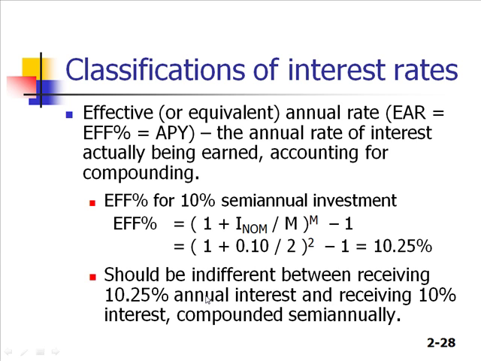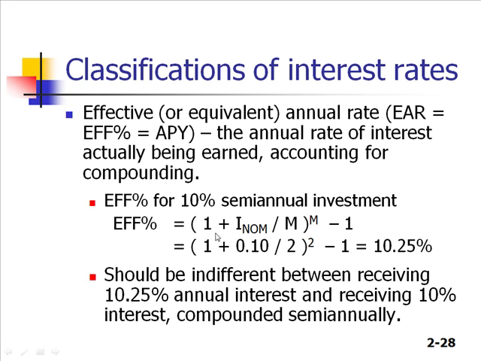There's also something called the effective annual rate, which is abbreviated EAR sometimes. Sometimes you'll also see EFF percentage. Think of that as the effective percentage you're earning. Sometimes you'll see APY for annual percentage yield. It's all the same thing. And that's the annual growth in your money that you're actually earning, accounting for the compounding that's occurring within the year. So there's a formula, though, for the effective annual rate.